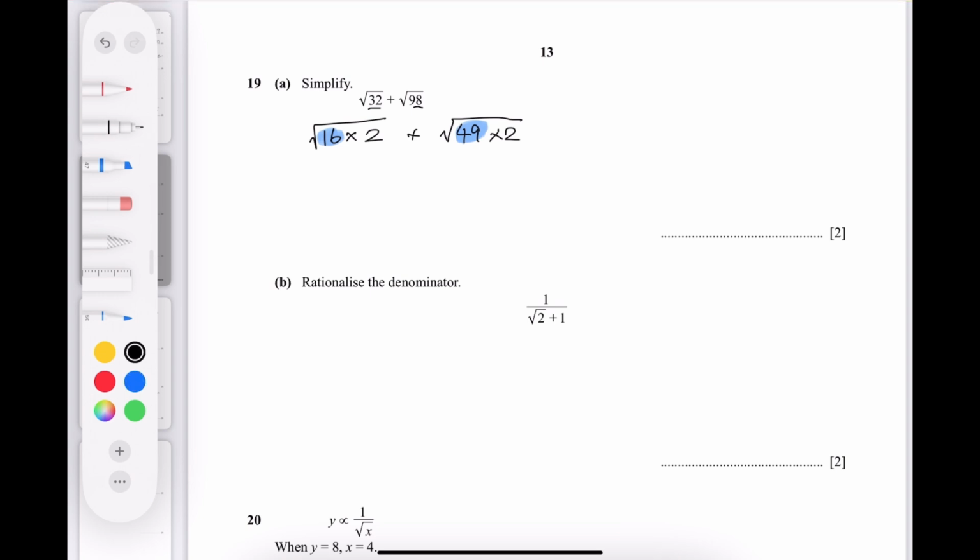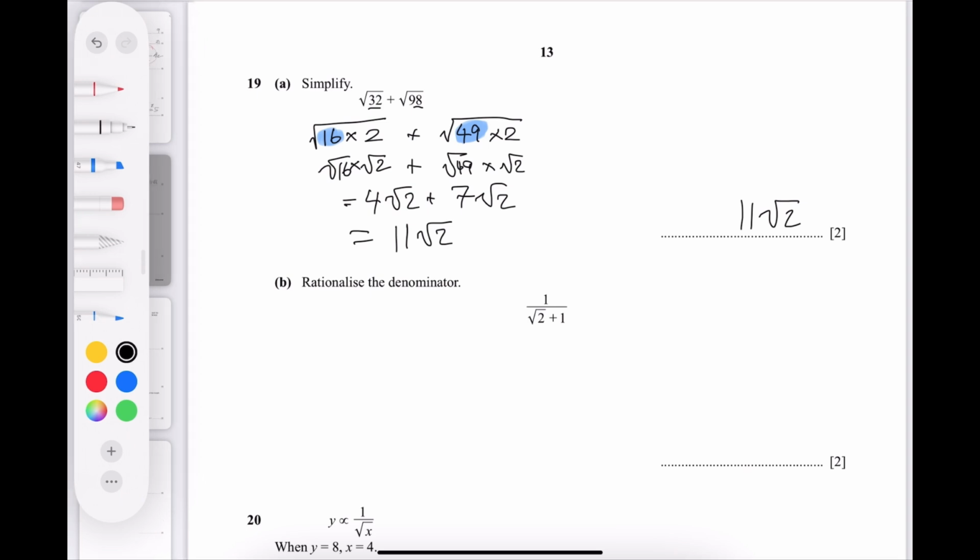So now, this is equal to root 16 times root 2 plus root 49 times root 2. You'll also notice, again, you'll know this if you watched my video. And now root 16 is just 4, so 4 root 2. And root 49 is 7, so 7 root 2. And now we can just add these two together to get 11 root 2, 4 plus 7. So 11 root 2 is our answer for that.